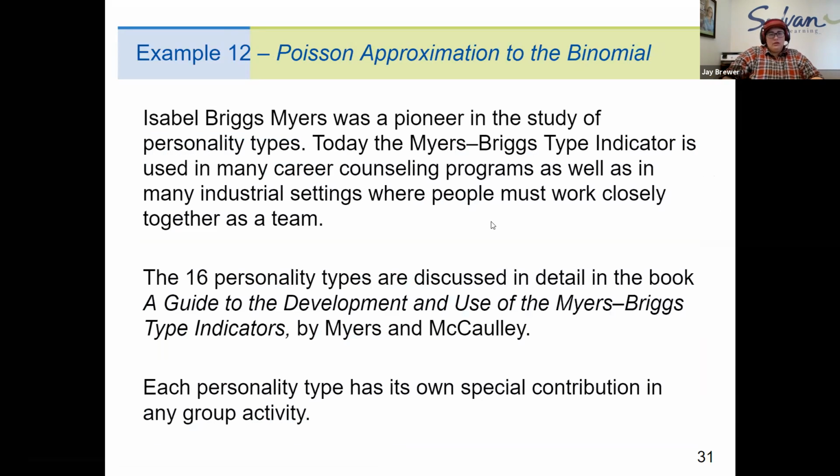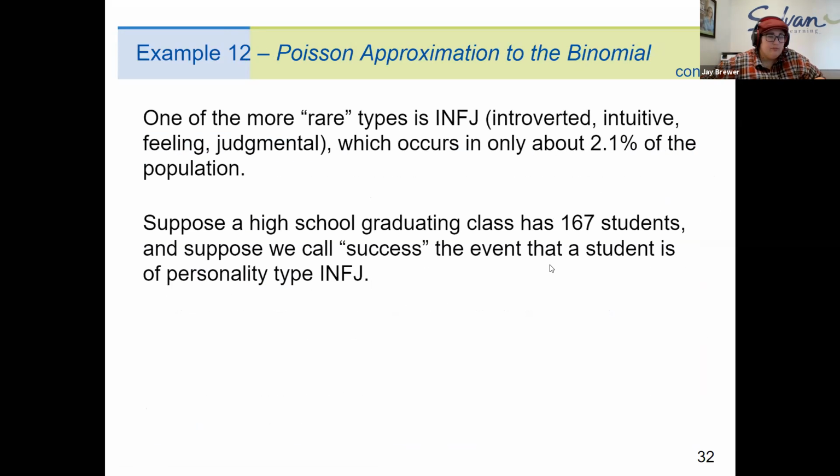Okay. Let's take a quick look at this. 16 personality types are discussed in the book, which if any of you have taken psych or are thinking of taking psych, you will discuss Myers-Briggs. One of the more rare types is introverted, intuitive, feeling, and judgmental, which is only about 2.1% of the population. Suppose a high school graduating class has 167 students, and suppose we call success the event that a student has this rare personality type.